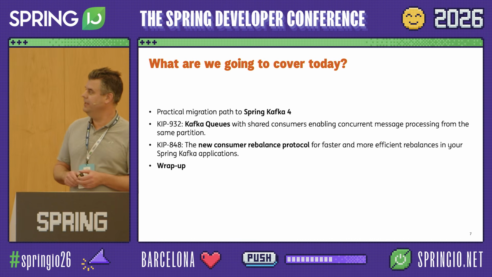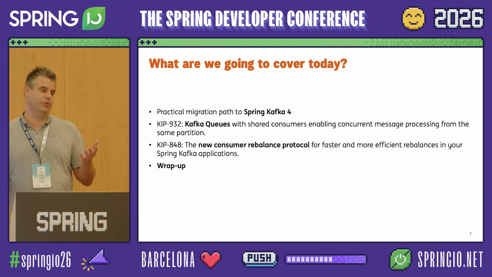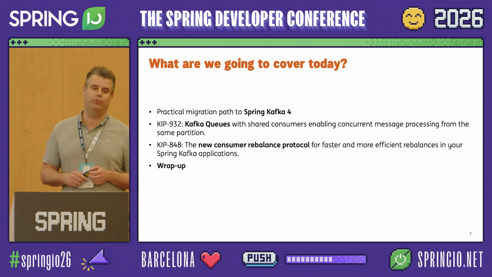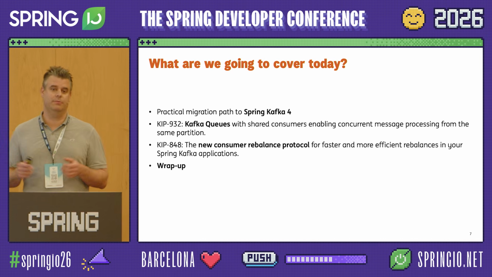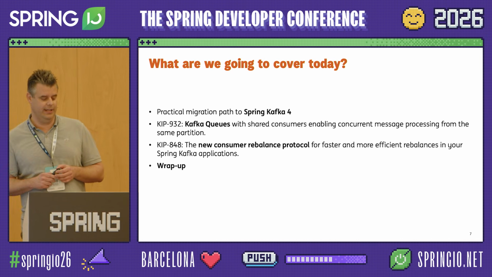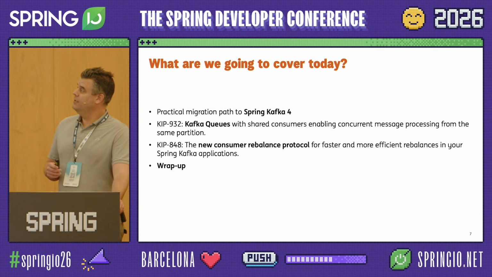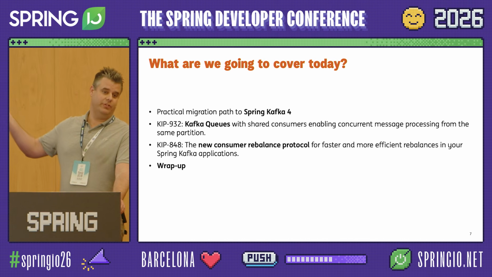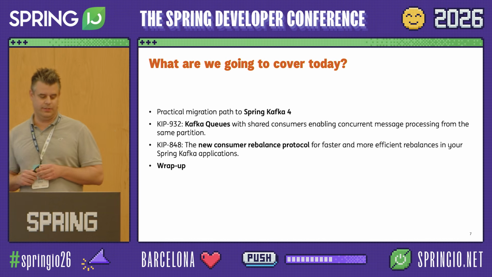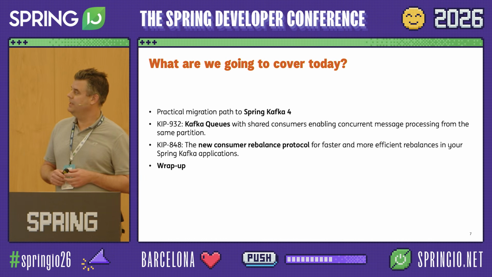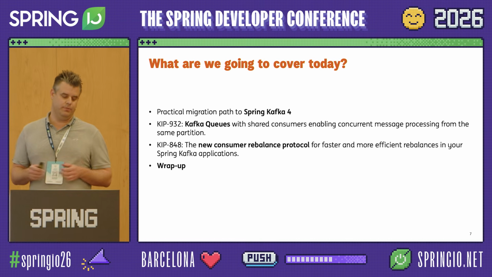So what's on the menu today? First, we're going to migrate to Spring Boot 4 and Spring Kafka 4. You might still be on Spring Boot 3 and Spring Kafka 3. So before we can leverage the new features from Kafka 4, we first need to be on that version, of course. And once we are there, we're going to take a deep dive look into Kafka Queues.